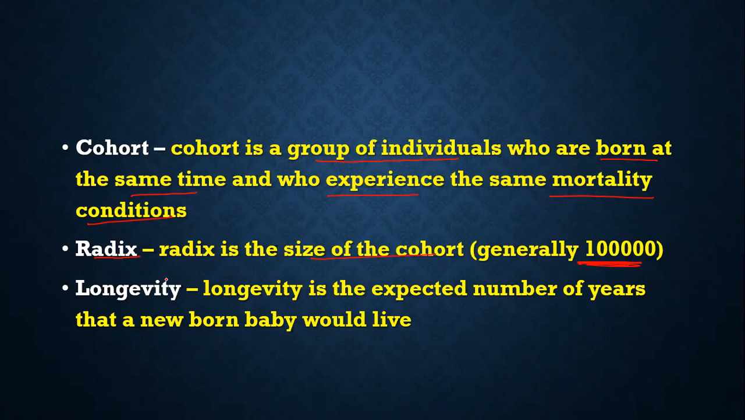Next, longevity. Longevity is nothing but our life expectation, the number of years, how much life span we have. So the longevity is the expected number of years that a newborn baby would live. How many years a child has as life span, that we call longevity. It is nothing but the number of years, for a person 25 years, 80 years, 100 years. The expected life span is what we call longevity. So these are the important meanings.